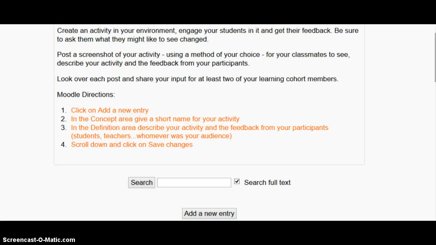Be sure to ask them what they might like to see changed, and then you post a screenshot of your activity. So similar to the previous assignment where it was collaborative, this is going to take some time. So there will be some lag between you creating this and going back and posting. This is not a module that you're going to be able to do overnight. You can see that there's a lot of pedagogy and thinking, and the application part requires some response and feedback, and that's required for your submission.